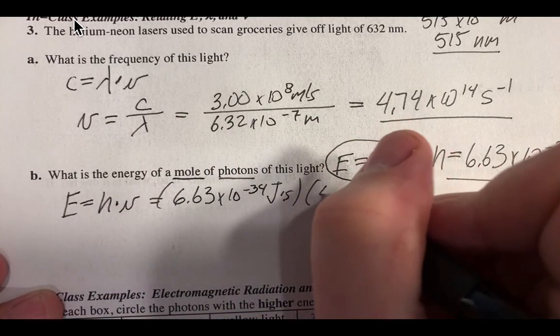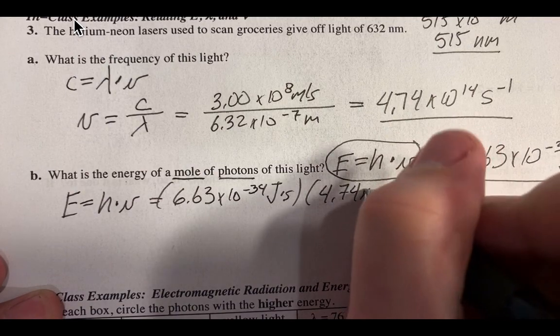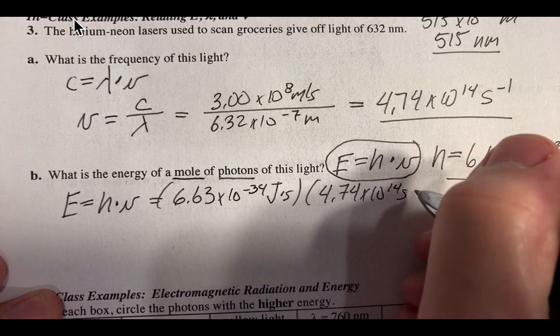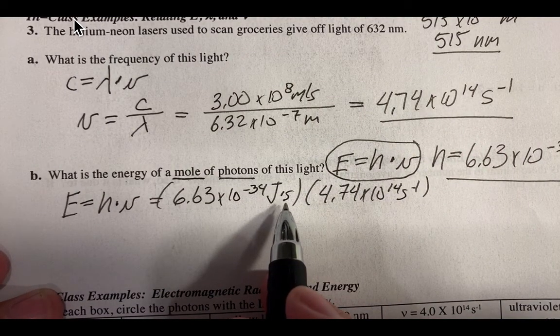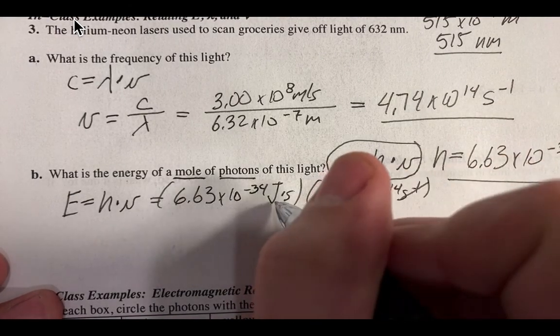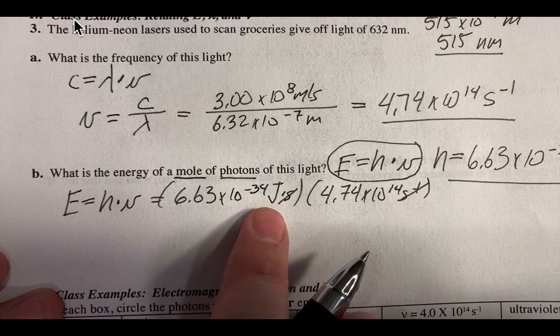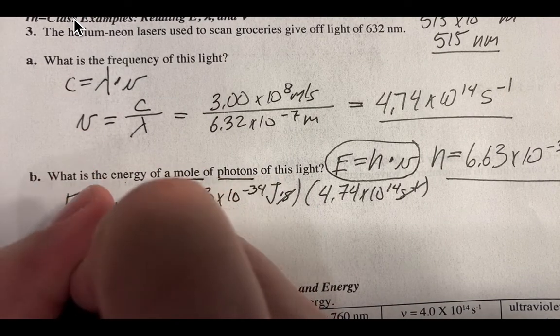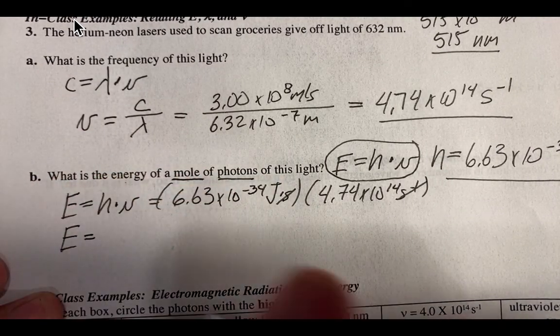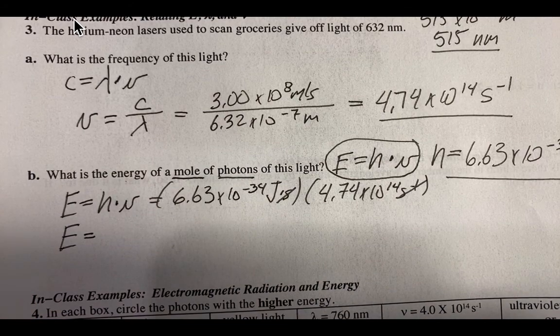And we just calculated above, 4.74 times 10 to the 14th per second. Okay, really conveniently here, seconds and per second cancel because we need this to just be an energy unit. So E is equal to, put it in my calculator, 6.63 times 10 to the minus 34 times 4.74 times 10 to the 14th.